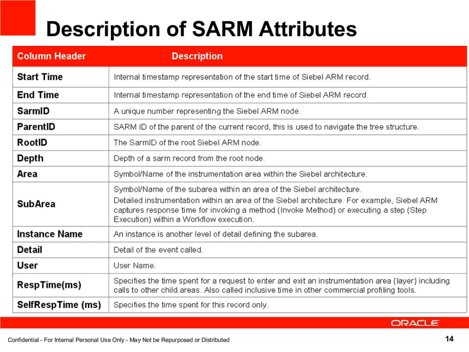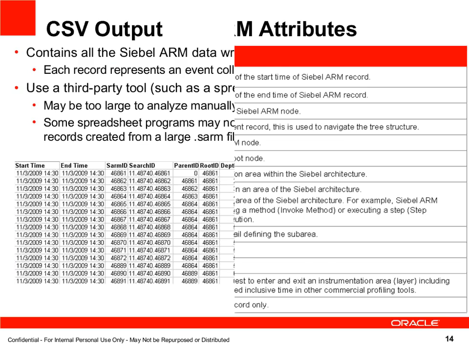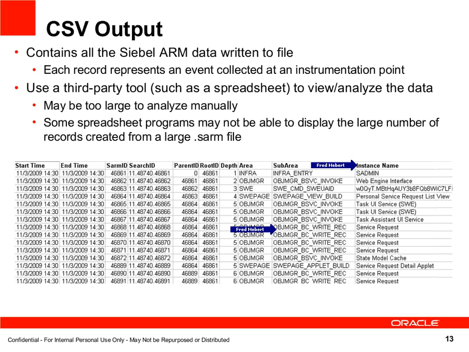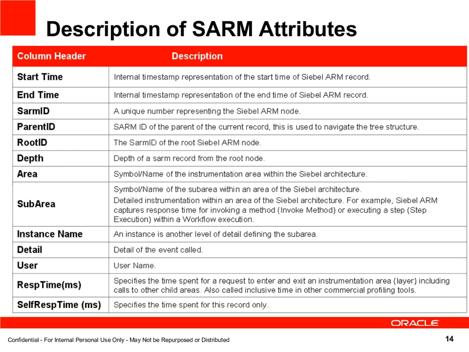When we look at that data, start time, end time, area, sub-area, instance name, and detail are going to give us more information about the event itself. In this case, we can see area and sub-area, for example, object manager and business component write record. But the instance name that we see over here is descriptive of which business component we're writing a record to. Oh, we're saving a record in the service request business component. You may also see, in addition to instance name, detail. And that could be useful if we were looking at an event where we were invoking a method, and it begs the question, which method were we invoking?